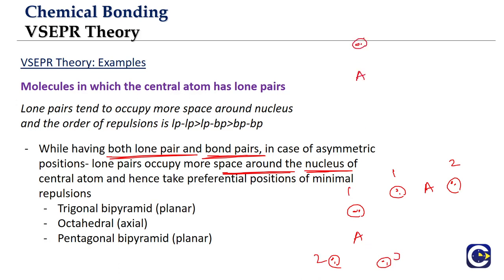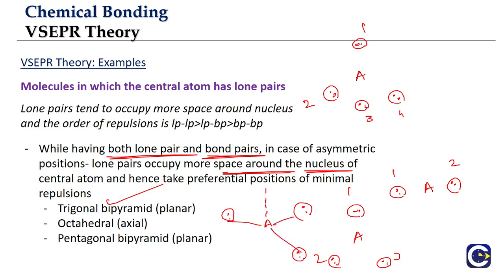If you have tetrahedral, we cannot represent tetrahedral in a planar sheet because it is a 3D arrangement, but tetrahedral will have 4 positions. All will be symmetric, correct? But starting from trigonal bipyramidal, we have already seen what it is. We'll have 3 positions in the plane, this is the trigonal planar, and 1 above the plane and 1 below the plane.